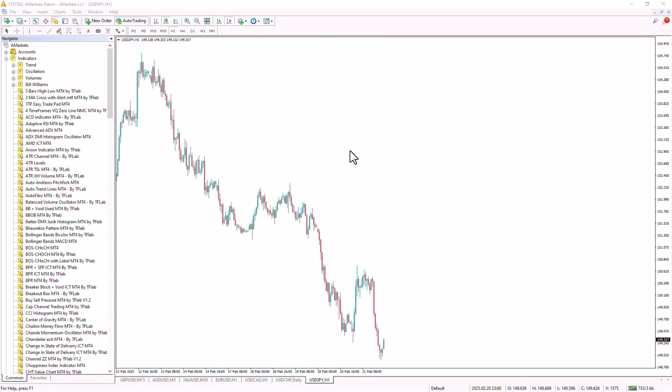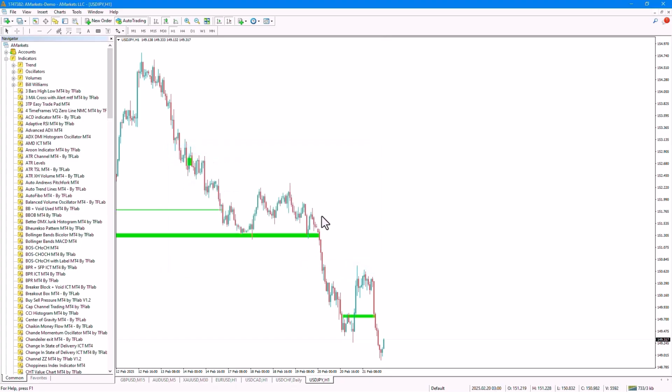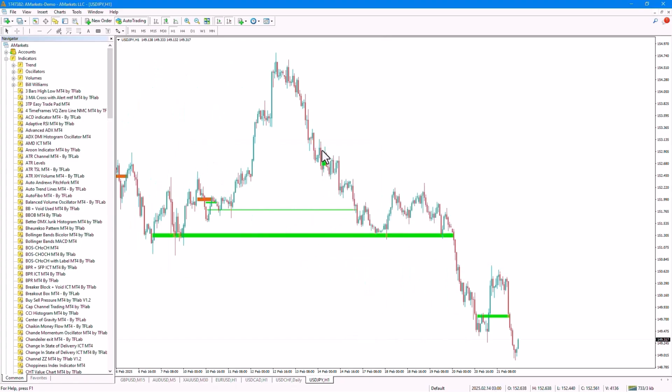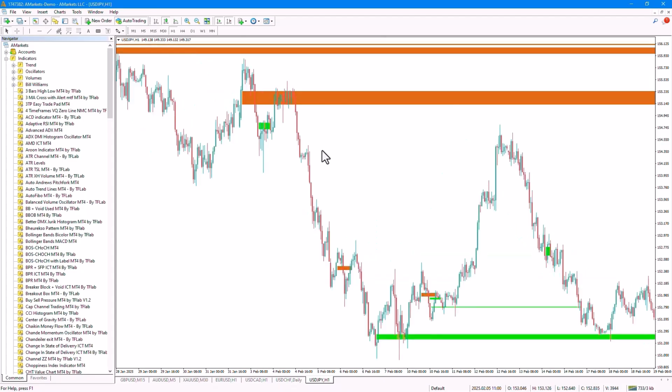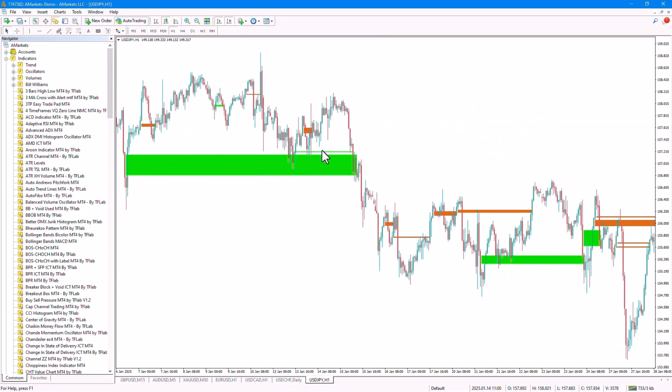From the Navigator section, select the indicator file and activate the indicator by clicking on the file. Just make sure to check the Allow DLL Imports option in the Common section and then click the OK button. Once the indicator is applied to the chart, it starts identifying and drawing the BPR ranges on the price chart.